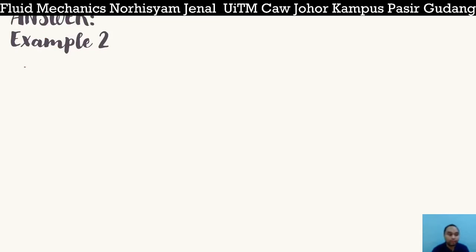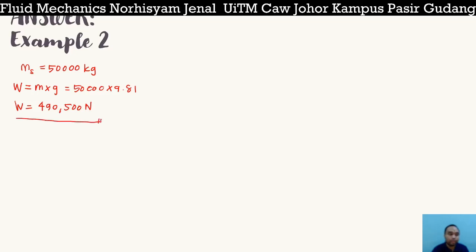To begin with the answer, we need to change the mass of the sand, which is 50,000 kg, to weight. How do we do that? By multiplying the mass times gravitational acceleration, which is 50,000 times 9.81. So the weight is equal to 490,500 Newton. Okay, so the weight of the sand is 490,500 Newton.